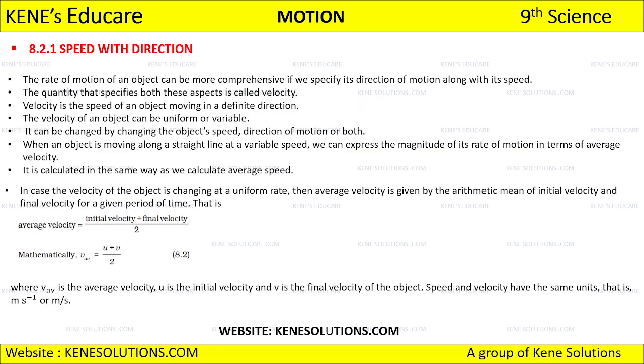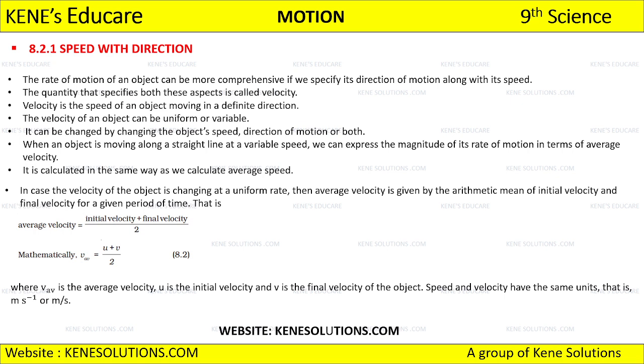After this example we discussed speed with direction, right? Over here we have the formula for calculating the average velocity, which is equal to initial velocity plus final velocity divided by 2. Average velocity is v_av, right? And that becomes equal to, now we represent initial velocity as u, final velocity as v, divided by 2. So average velocity is equal to initial velocity plus final velocity divided by 2.